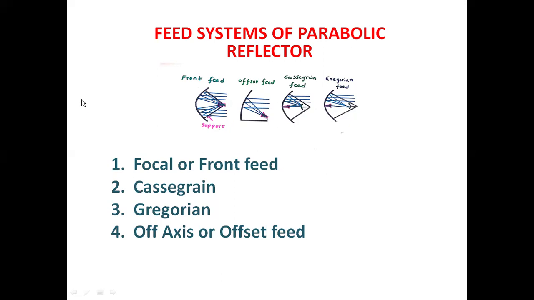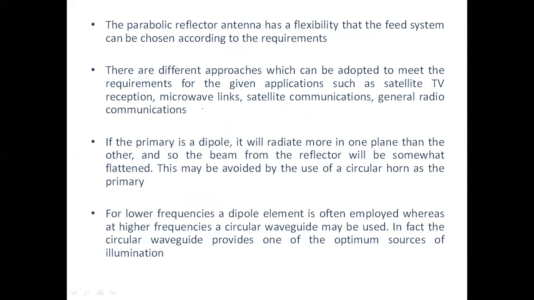So the first one we are going to discuss is the focal or front feed parabolic reflector feed system. Before going to the topic, we will just have a glance at what the feed system is. Parabolic antennas are very flexible antennas. Why? Because the type of feed system we use has a lot of flexibility, where we have a selection according to our requirements.